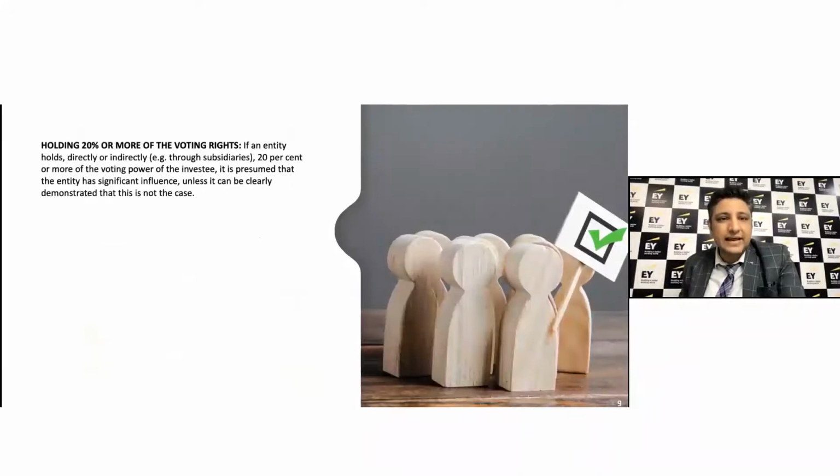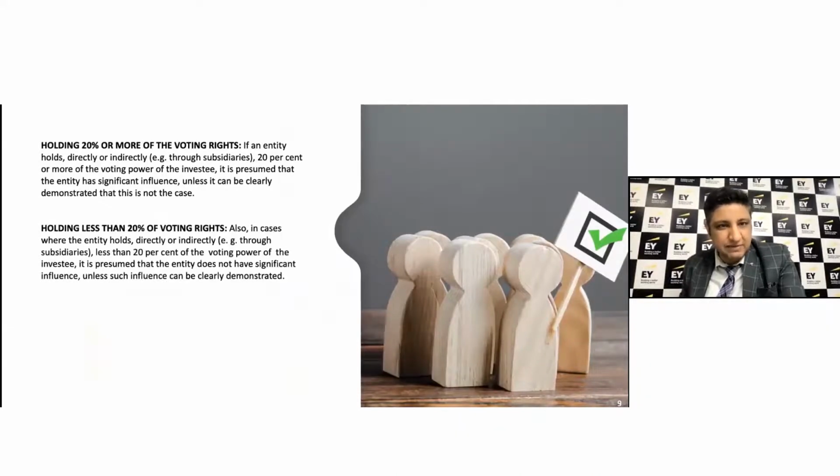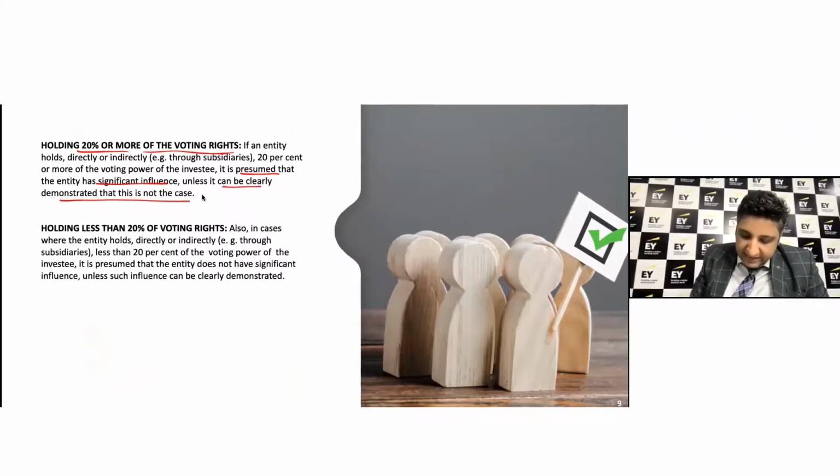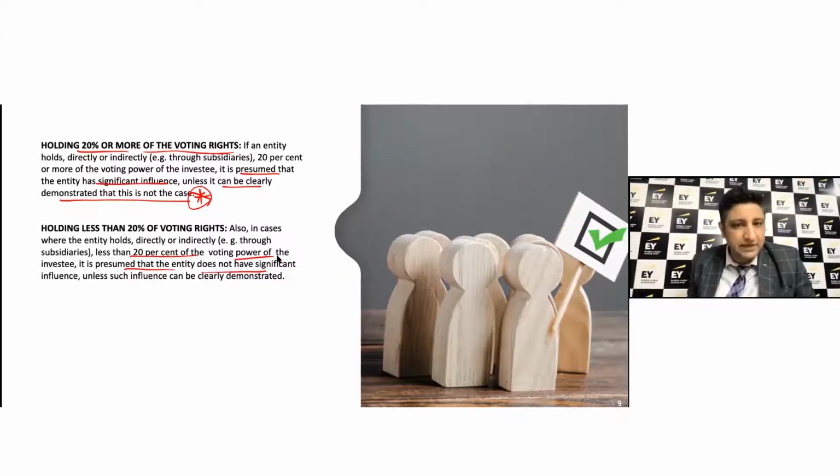So when I look at the analysis of voting rights, as we said before, if you have 20% or more of the voting rights, it is presumed that you as an investor have significant influence, unless it can be clearly demonstrated that it is wrong, it is not true. Similarly, if you have less than 20%, then we can assume safely that you do not have significant influence. However, it may be there. So the circumstances, the facts of the case need to be assessed, right?